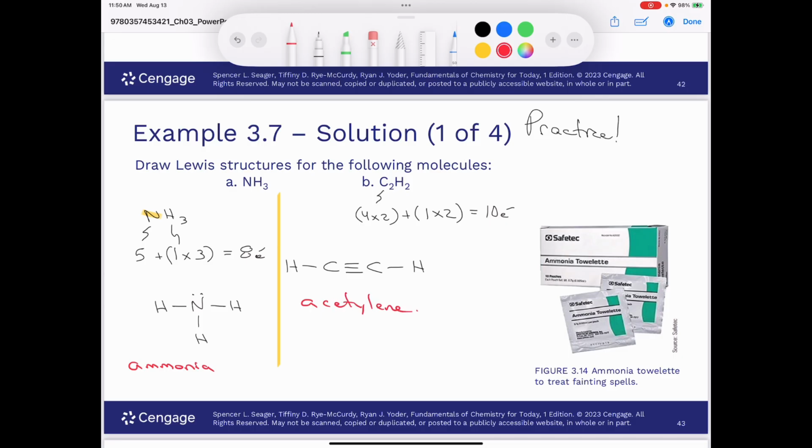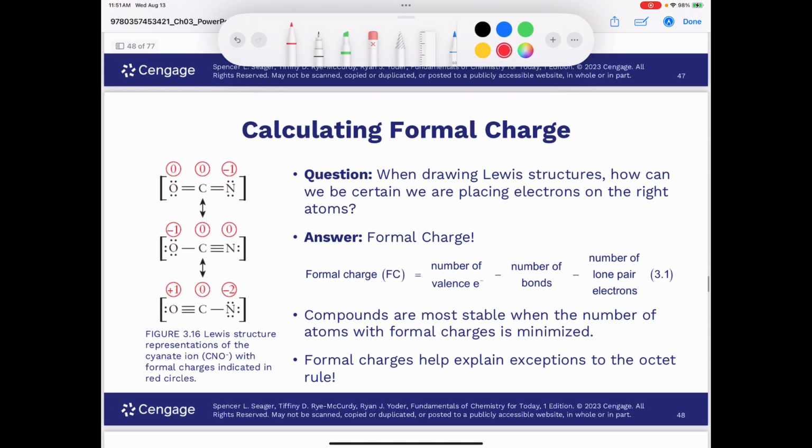All right, so if you have a great memory, which I know a lot of you do, better than mine, you can probably memorize a lot of these structures, because things like ammonia, carbon dioxide, methane, these are molecules that come up constantly in chemistry class.